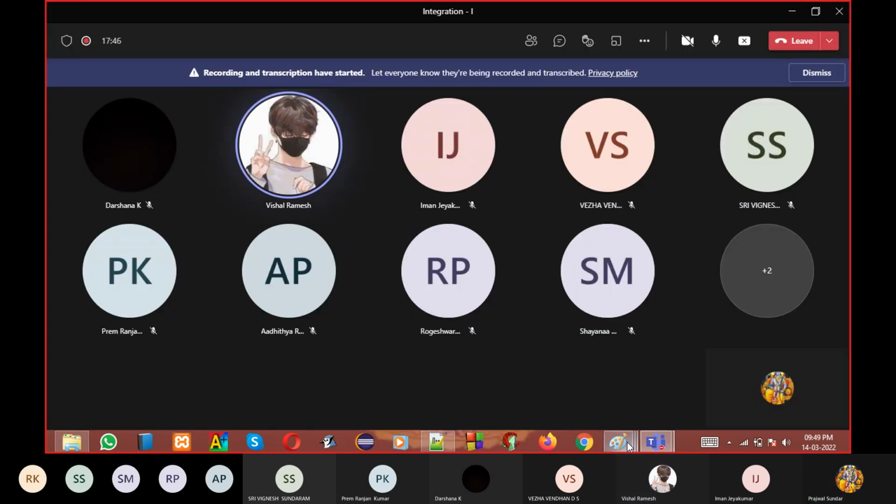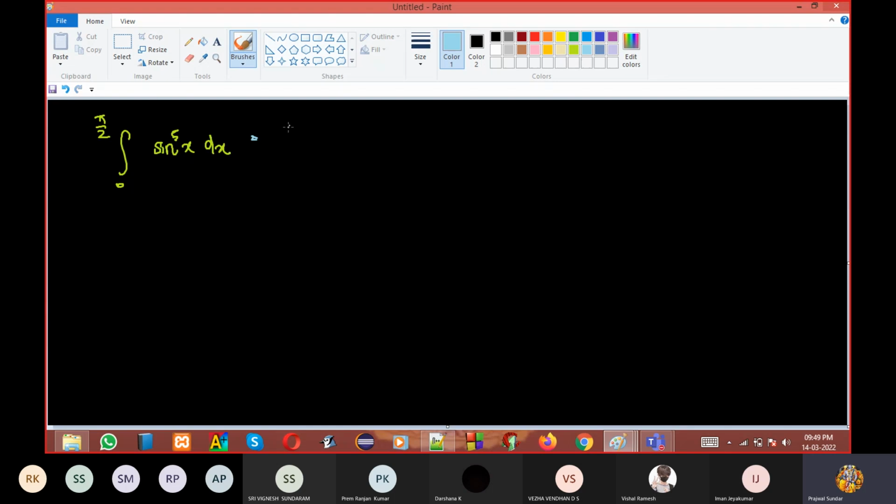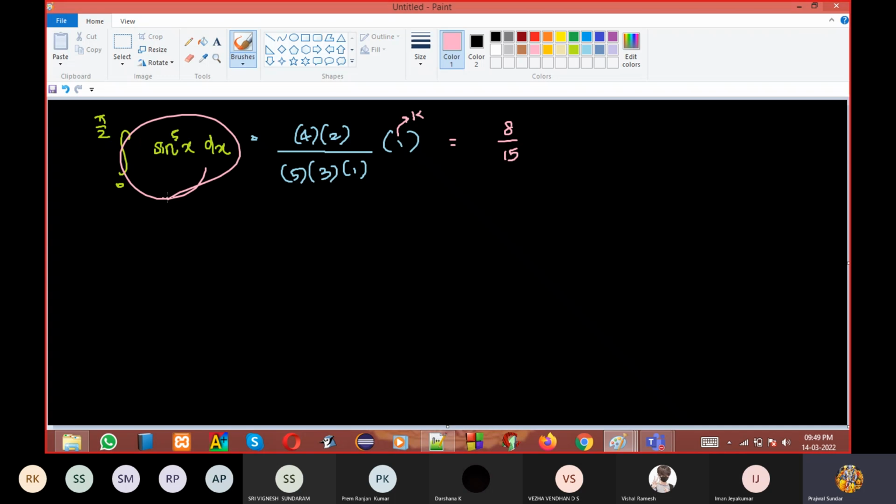4 into 2, numerator over. Denominator: 5 into 3, and into 1 also, but 1 you can ignore. And what is the constant? Constant is 1, correct? Because it's odd. That's it, integral is over. 8 by 15. See how simple the integral is. Sine power 5, imagine you're integrating without using this formula. Wow, it'll kill you. So this formula is very helpful.